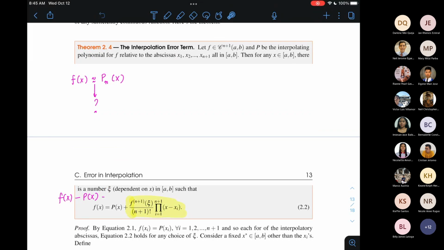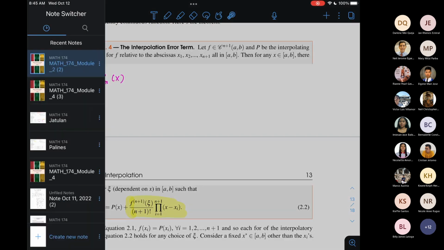It's Theorem 2.4. Okay, so if you look at Theorem 2.4, f together with its n plus 1 derivatives are continuous. All right, so there is an implicit assumption that this will be the error term only if f and all of its derivatives of order at most n plus 1 are continuous. Alright, so f should be continuous and differentiable up to n plus 1.